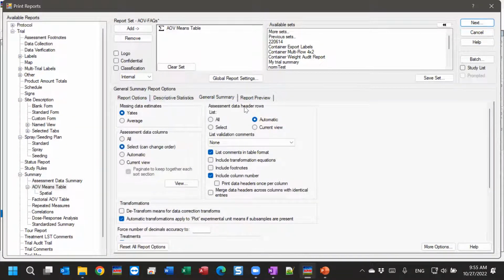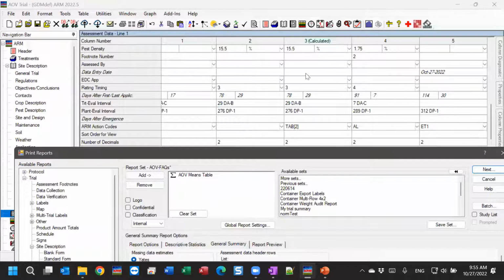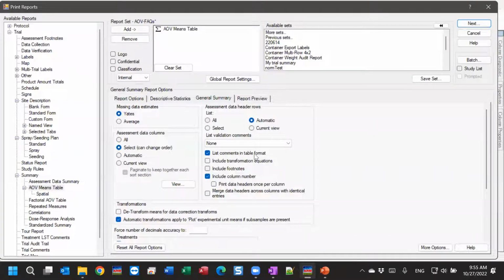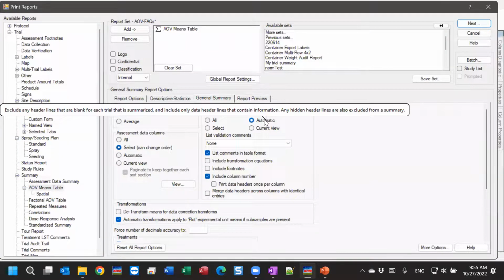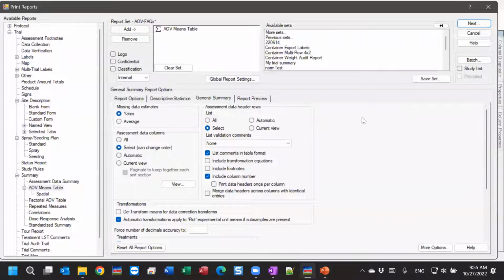You can also do that for the assessment data header rows. So this top portion here is what we call the header, that you're describing the assessment, and you can customize that as well. Automatic will take anything that has information filled in it and drop out ones that would end up being completely blank. But select would allow you to choose specific ones and maybe leave out some of them. And it also changes the order of them.